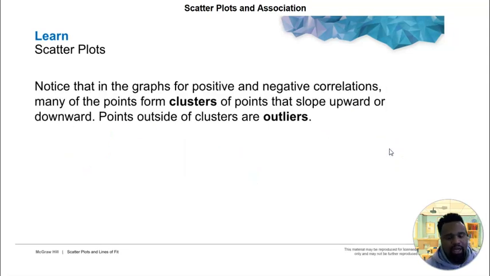Clusters, what I just mentioned, are basically points that are grouped together in a general area along the graph. Any points that are not grouped together with other points on the graph are called outliers.